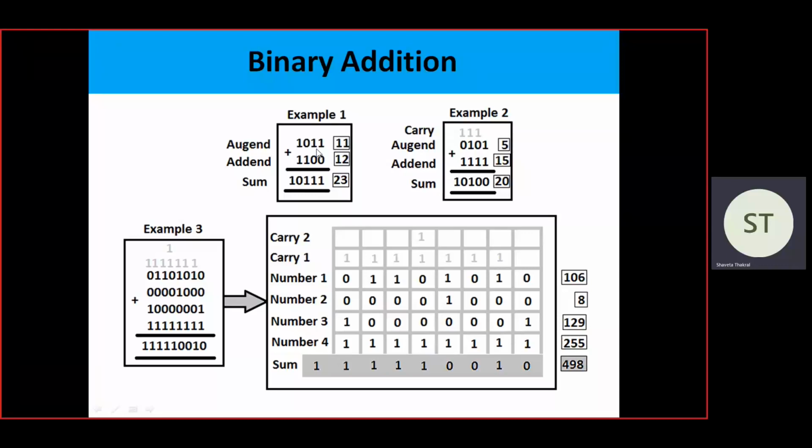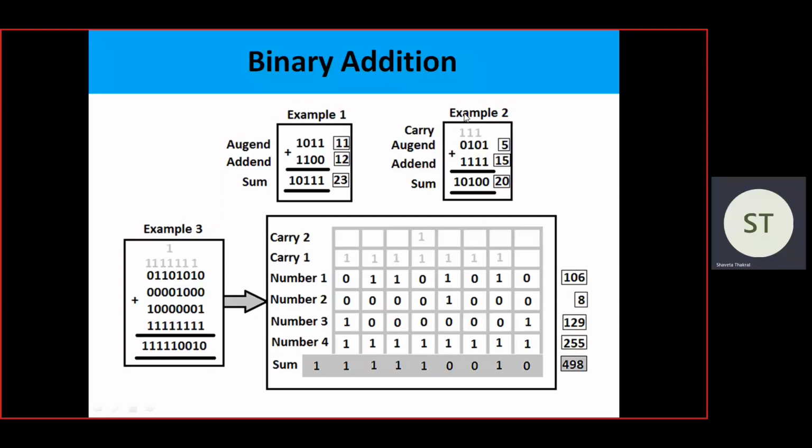So we are adding the two numbers 11 and 12. The decimal result should come out 23. And when we see the binary equivalent of 23, that should come out 10111. In this way we can verify our result of binary addition.